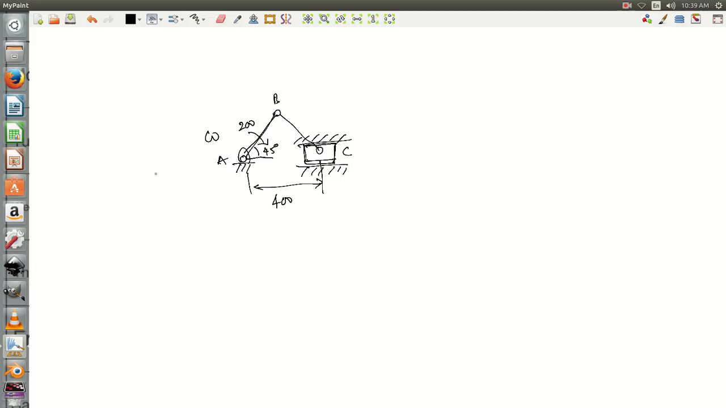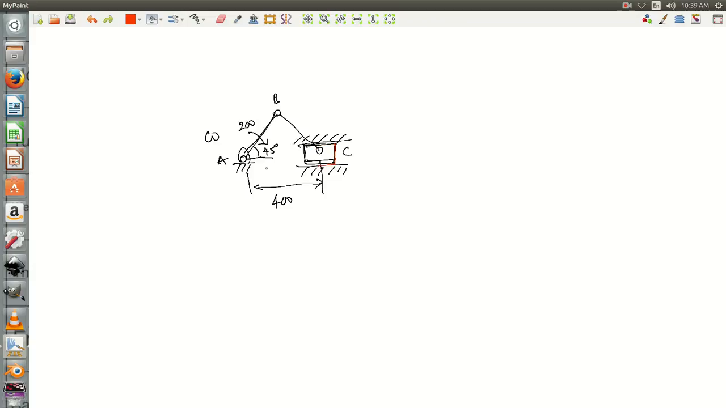Now the usual method suggests to calculate all the instantaneous centers and name them, let's say I12, I23, I34, and then find out the velocities of the slider. But instead of going through that, we can also use some logic to find out the instantaneous centers directly, and find out the velocity of C of the slider.